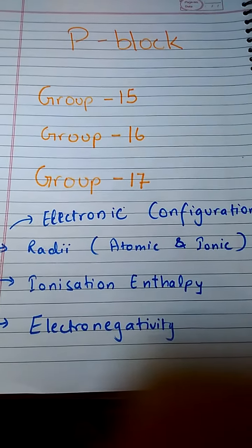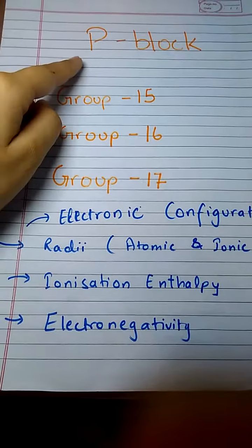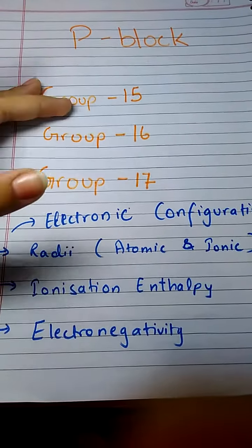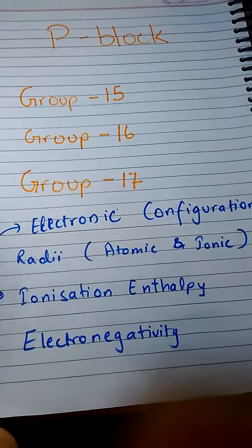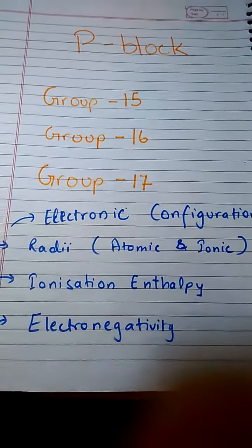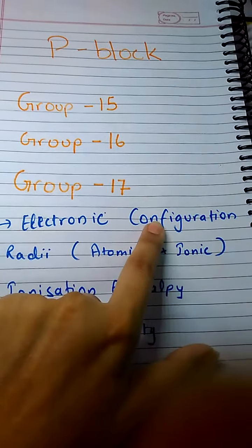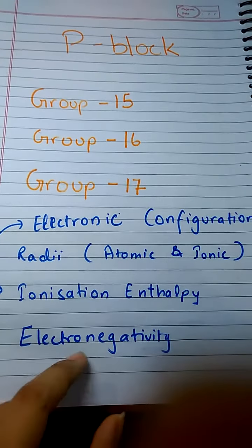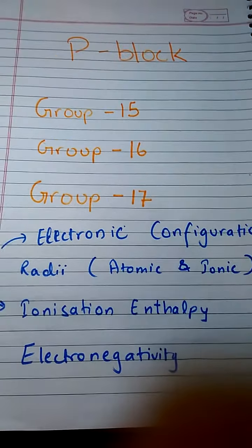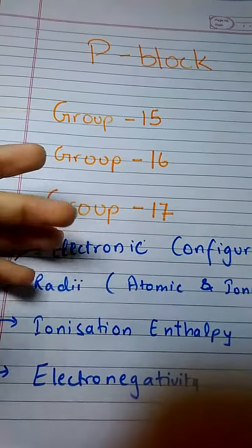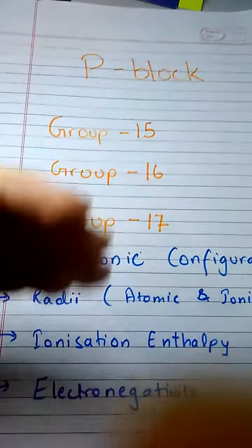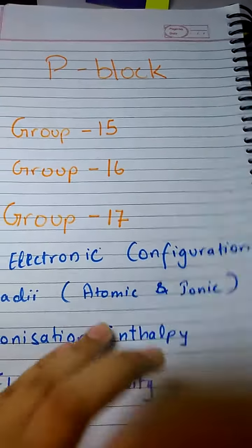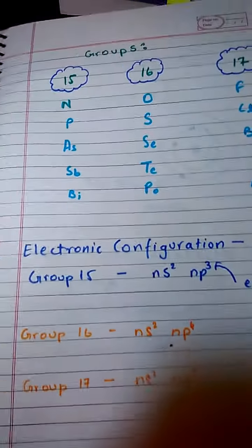Hello guys, today we are going to talk about the p-block that is given in our NCERT class 12. We'll start with groups 15, 16, 17. We'll compare the four characteristics mainly: electronic configuration, the atomic and ionic radii, ionization enthalpy, and electronegativity. I'll make it easier by comparing these three groups together, how the series is followed, like how it decreases and increases down the group.